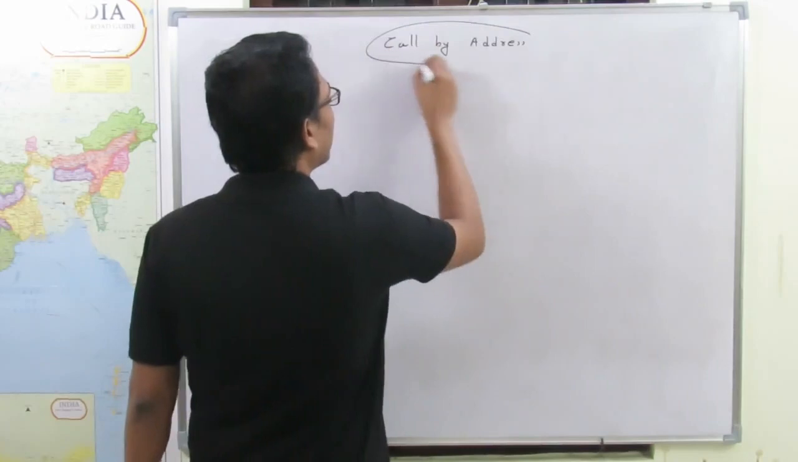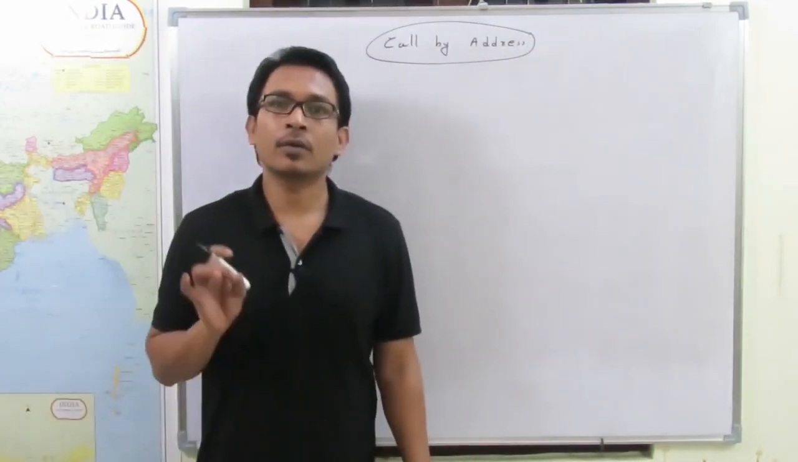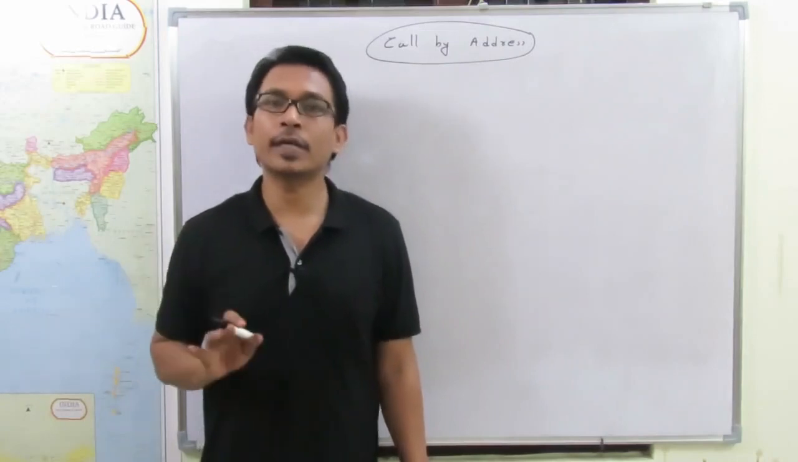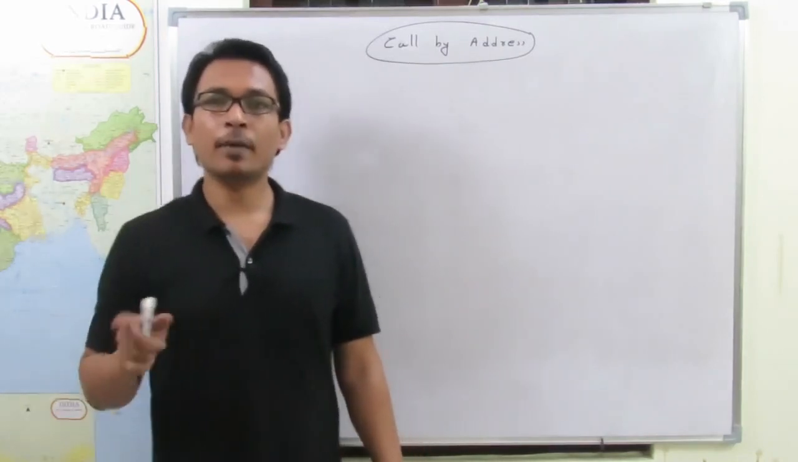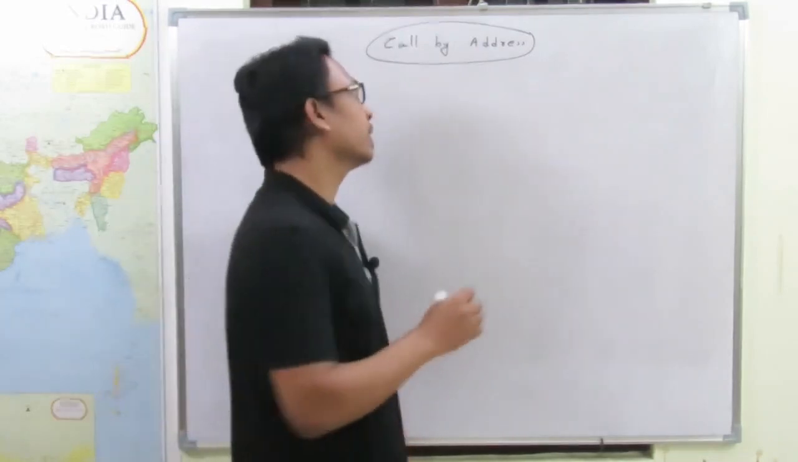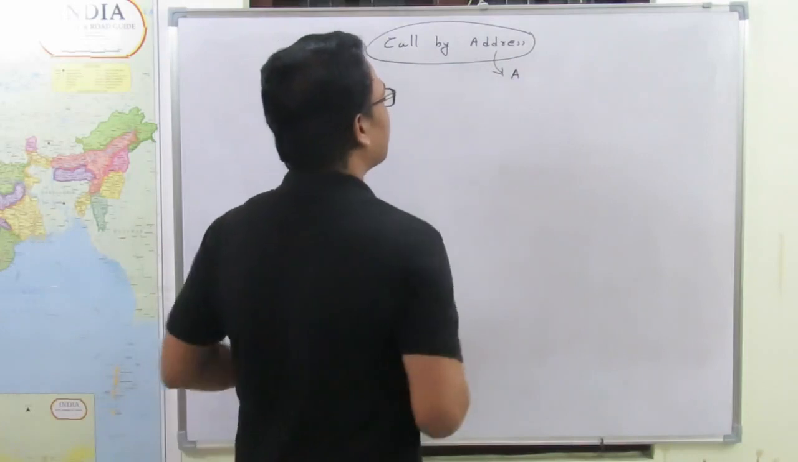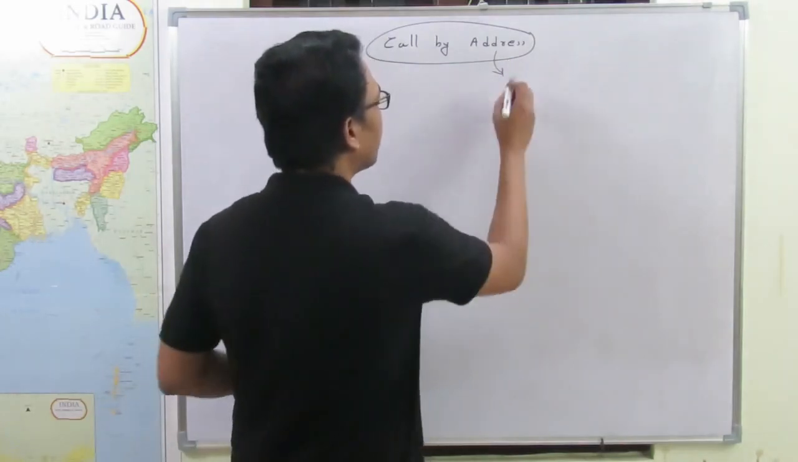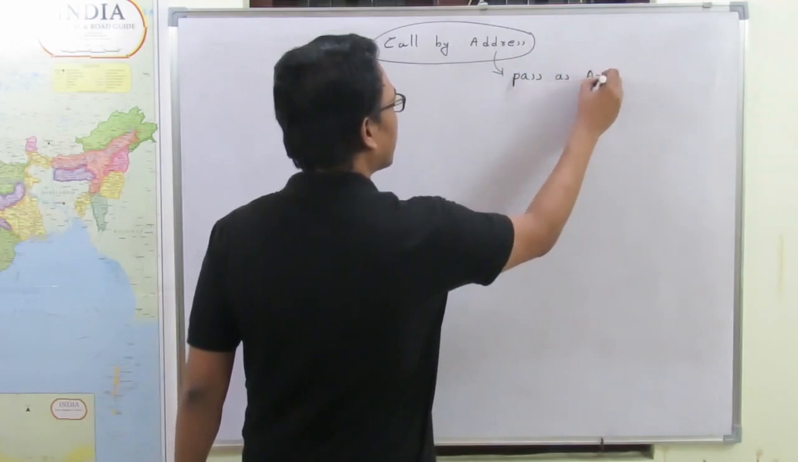That means in case of call by value, we pass the value as argument. We already know that thing in our last class, but in case of call by address, we are going to pass the address as argument.